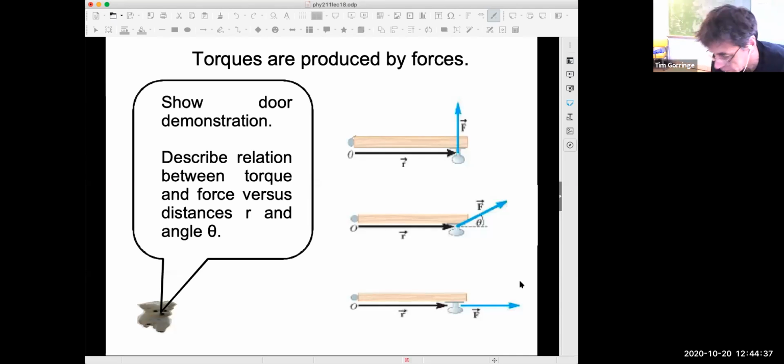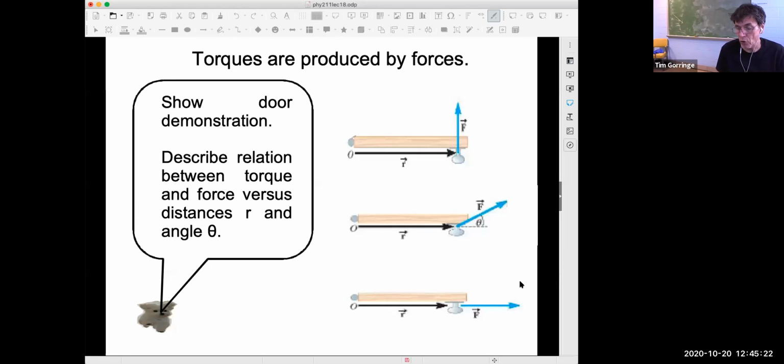And what we just learned was that it was easy to open the door at the door handle. It was very hard to open the door close to the hinges. And it was intermediately difficult to open the door by pulling midway between the hinges and the door handle. I was opening the door by using a force to produce a torque. That force I was exerting was creating a torque. Now, to open the door required a certain torque.